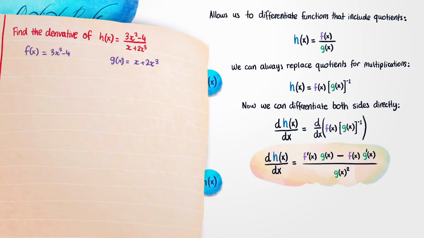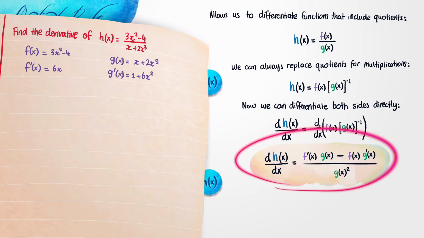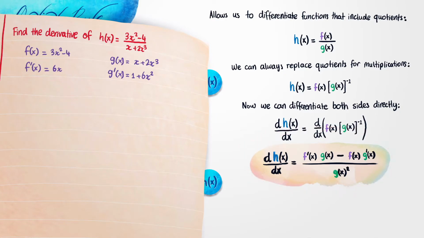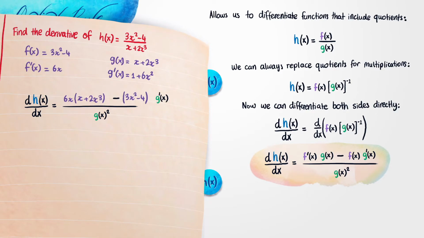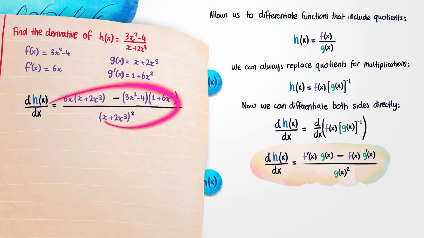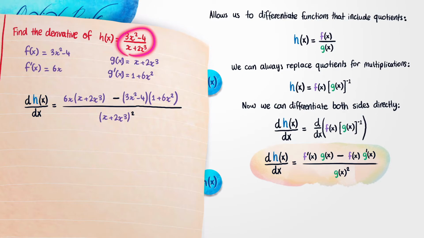And now, I'll just go ahead and differentiate both of these functions as well. Okay, so we can see that the derivative of 3x squared minus 4 is just 6x, and the derivative of x plus 2x cubed is just the same thing as 1 plus 6x squared. And now the last step is to just take this quotient rule and replace all of the functions over here. Okay, so now this thing over here is actually the derivative of this function over here.